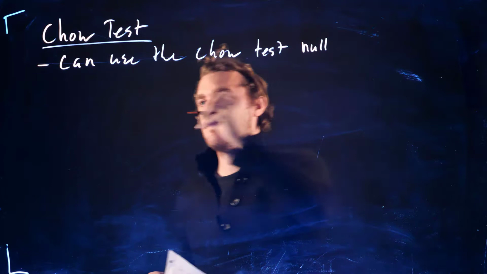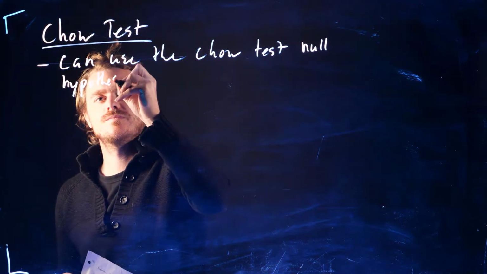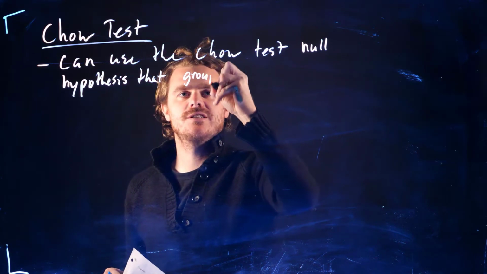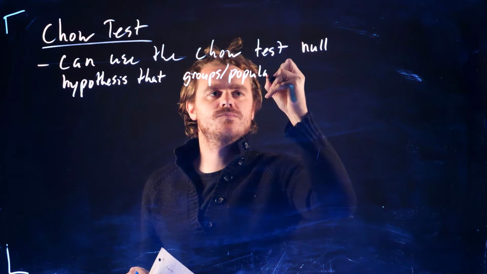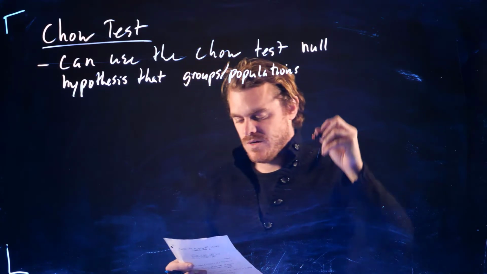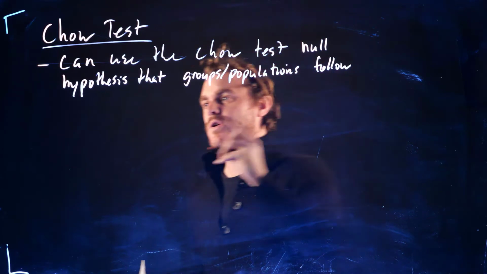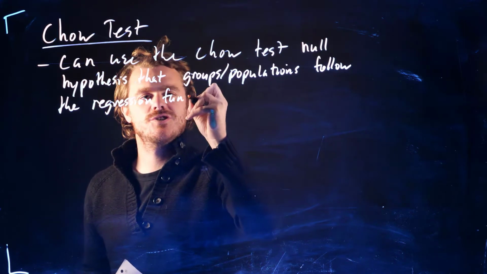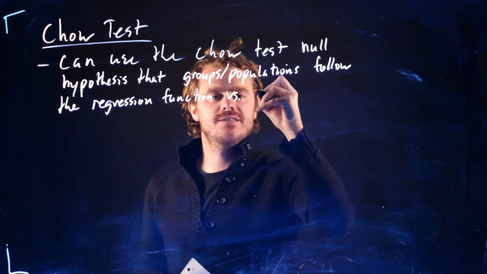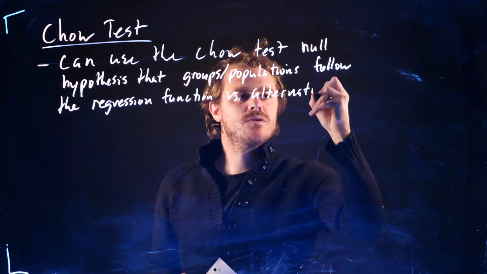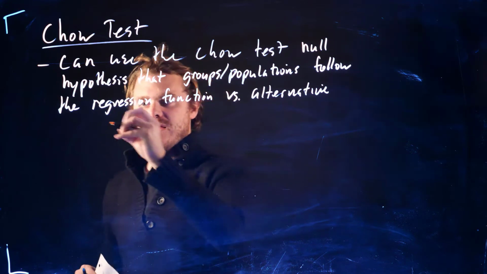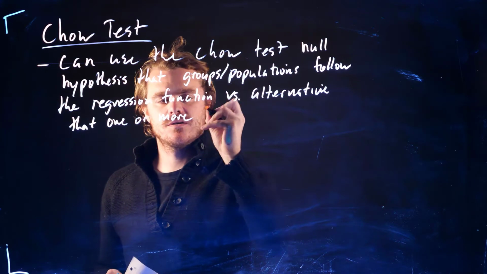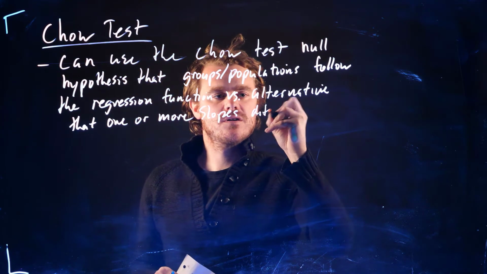To test the null hypothesis that groups or populations follow the same regression function, versus the alternative, that one or more slopes differ across groups.